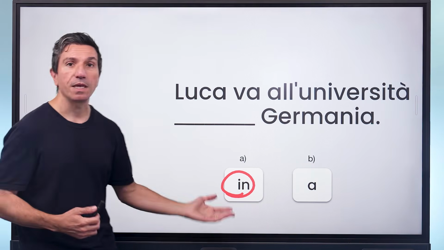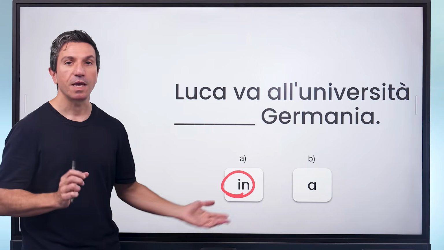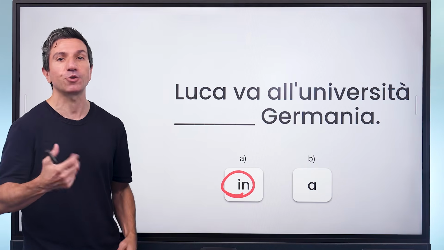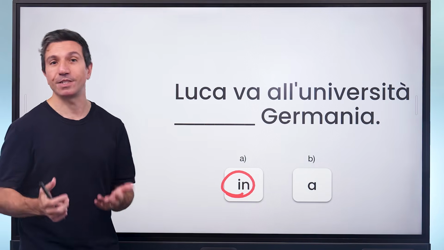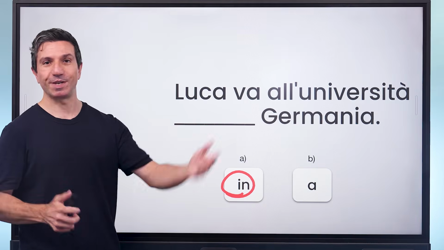We use in this sentence because in Italian the preposition in is used before names of countries. Since Germania is a country, we say in Germania to mean in Germany.